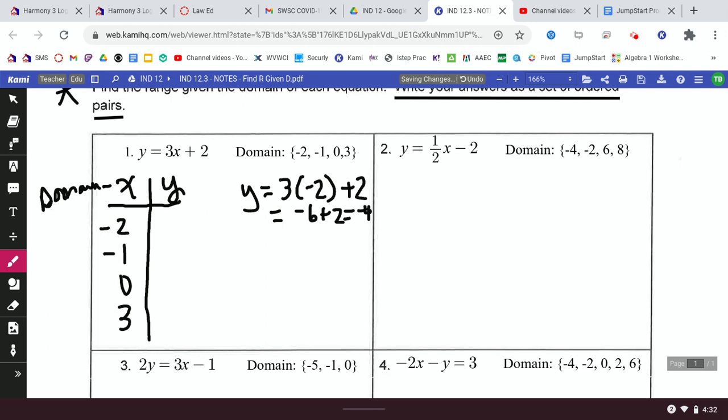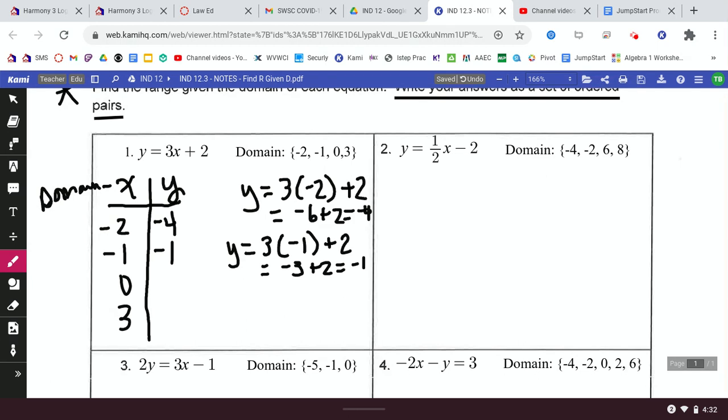So when x is -2, y is -4, or when the domain is -2, the range is -4. So now we're going to do the same thing, and this time, in place of x, we're going to put -1. So 3x plus 2, and this time for x, we're going to put -1. 3 times -1 is -3 plus 2 equals -1. So when x is -1, y is -1.